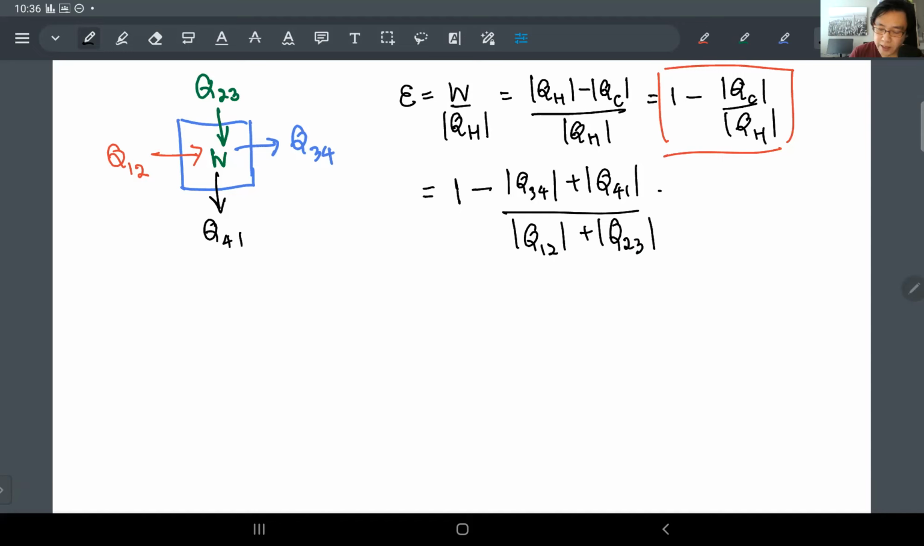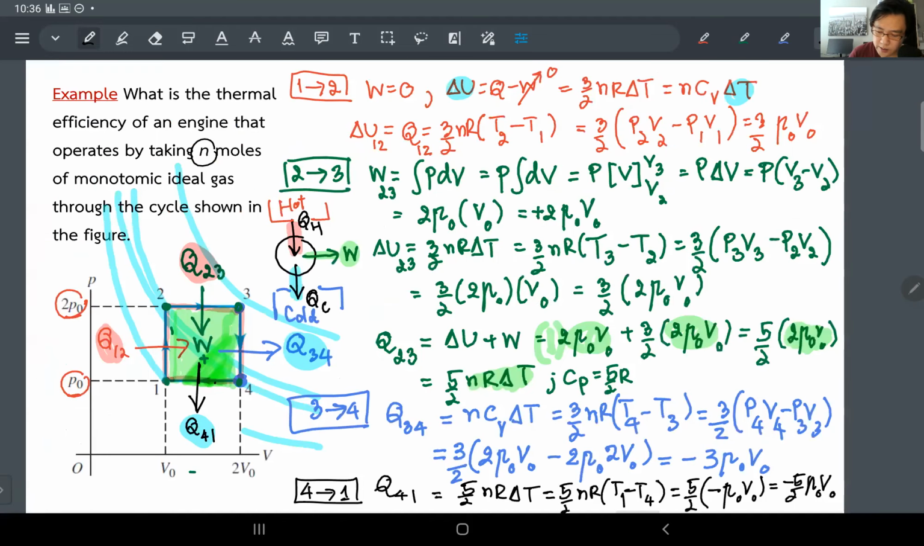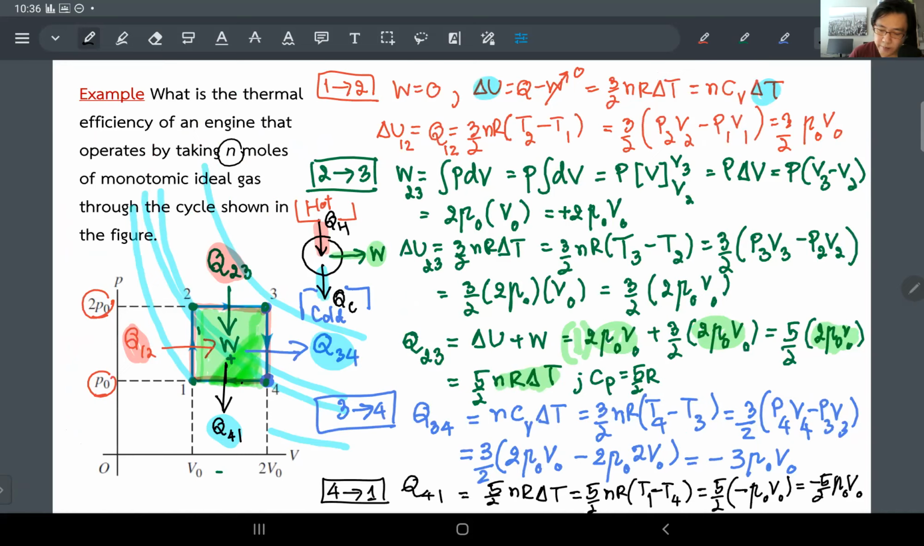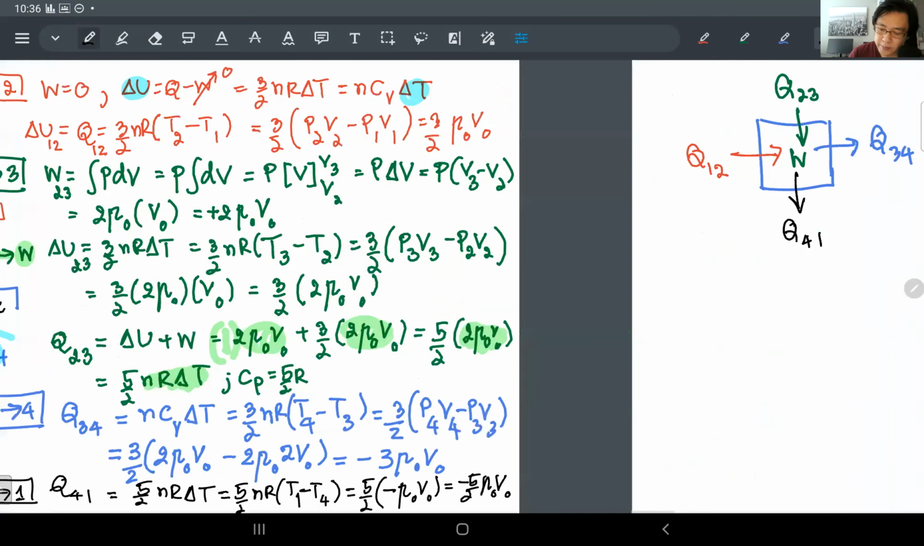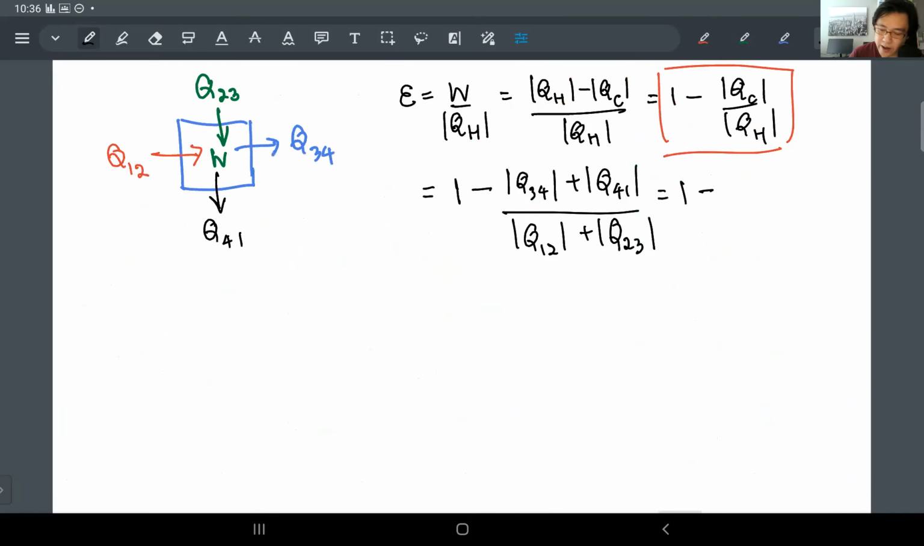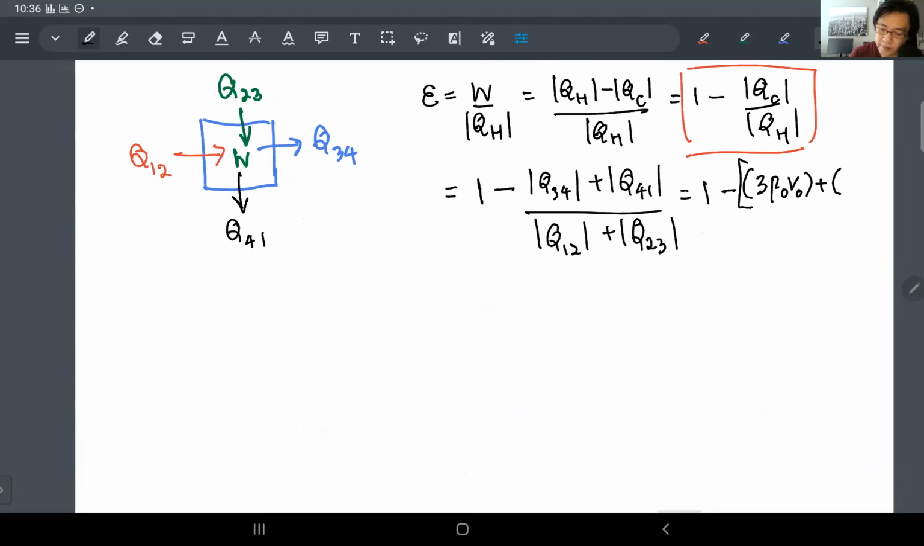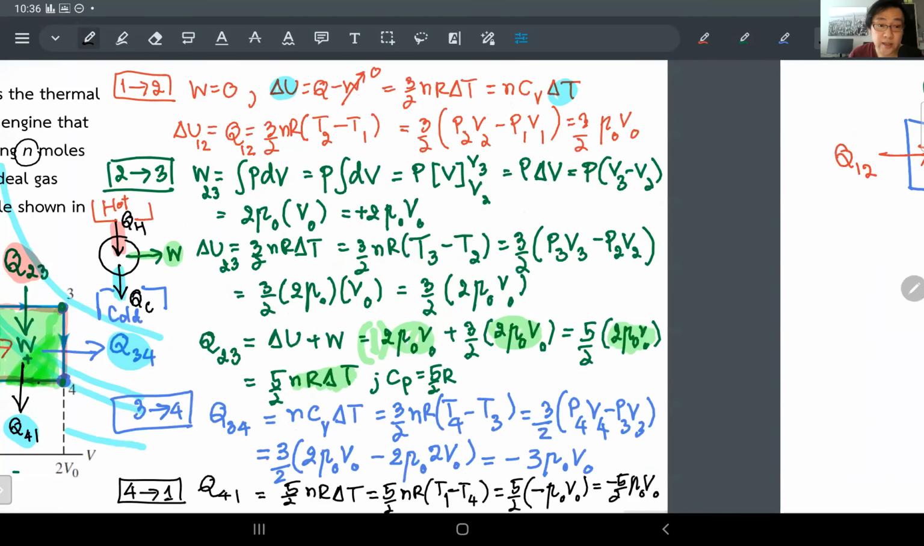And now I just plug in the values that you already calculated. Q34 and Q41 is going to be 3 P naught V naught. Let me put it in the big bracket here. Plus, I just take the magnitude, right? 5 half P naught V naught. Cool? Yeah, that is going to be just the Q cold part.